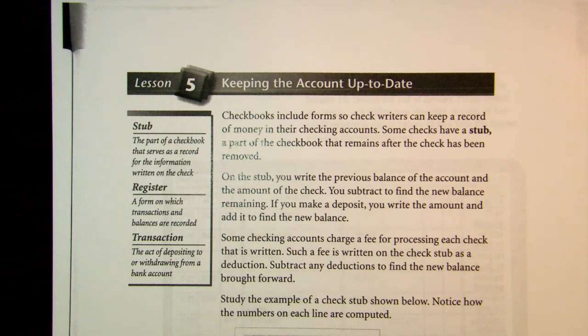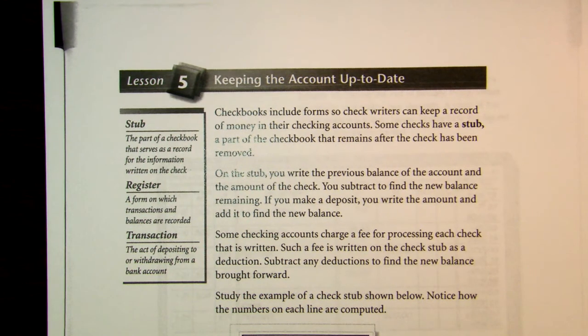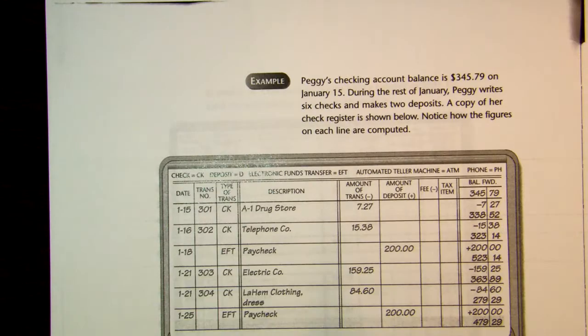So last lesson we learned how to write checks. You can't just write checks when you have an account. You have to know how much money is in that account. So you have a register with that, and you have to keep it up to date. Every time you write a check or get a deposit, you have to add to it or subtract from it. So let's go ahead and take a look at an example here.